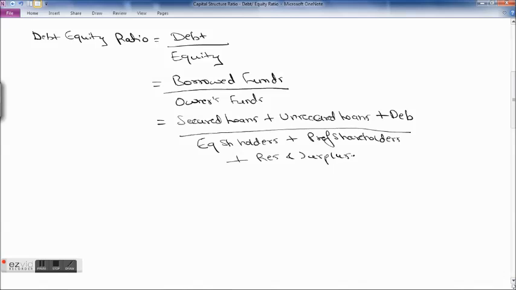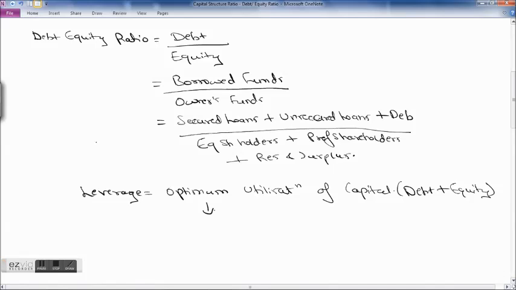Now debt equity ratio is an indicator of leverage. So what is leverage? Leverage is optimum utilization of your capital, that is your debt plus equity. It depends on the nature of business, then cost of funds, and the current position of business, long-term liquidity position of the business. So optimum utilization of capital is known as leverage. Now this debt equity ratio is an indicator of leverage.